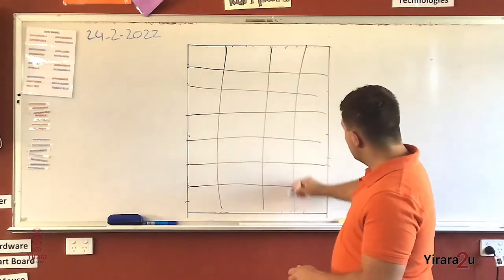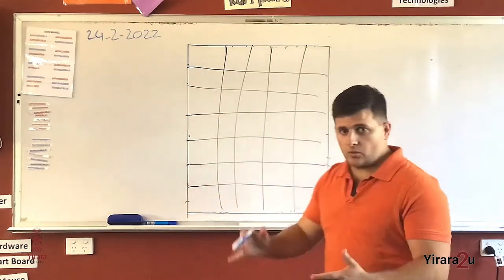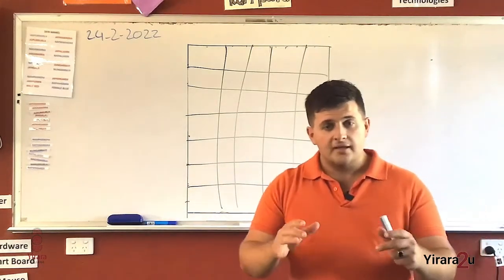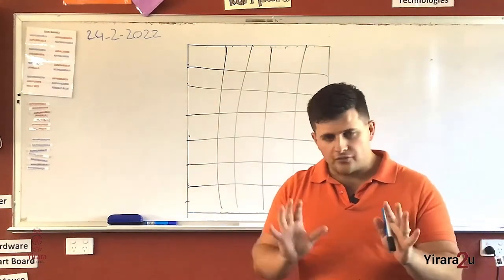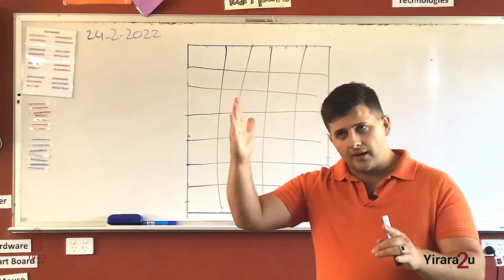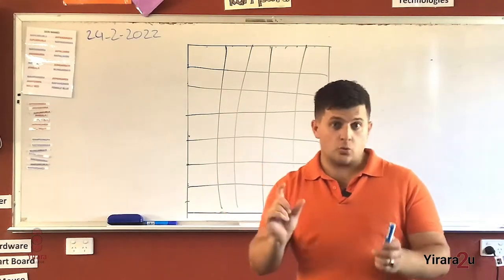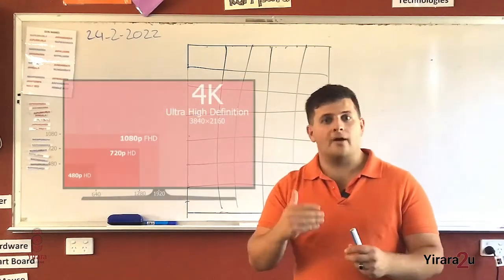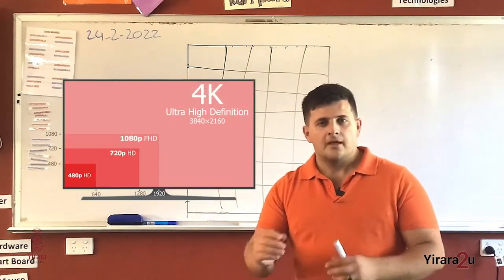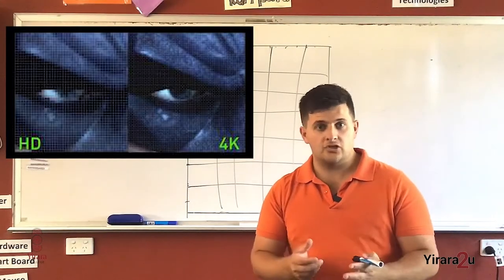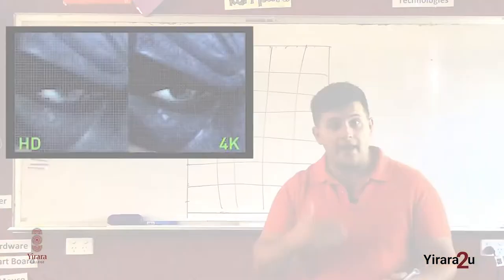So now, instead of those 9 squares, I have so many more. And 4K is about 3,840 by, I think it's 2,160 little squares. And those little squares all have those series of ones and zeros. Now, the more squares we have, the sharper and clearer the picture, and hence the higher the resolution.